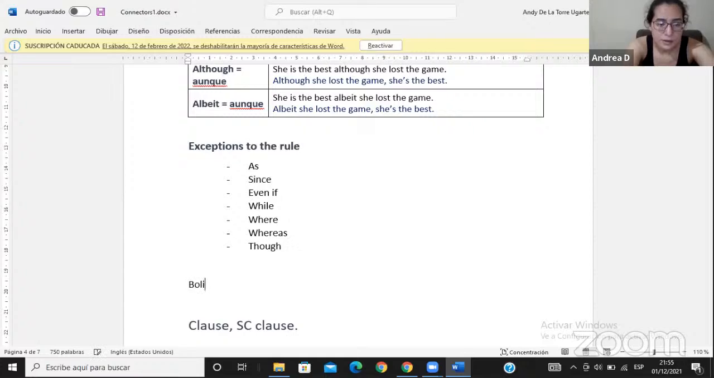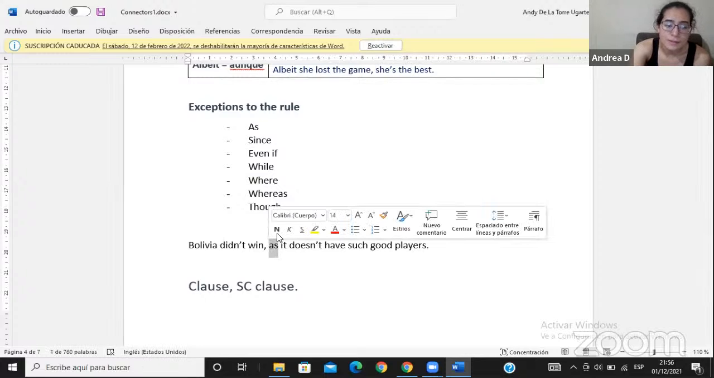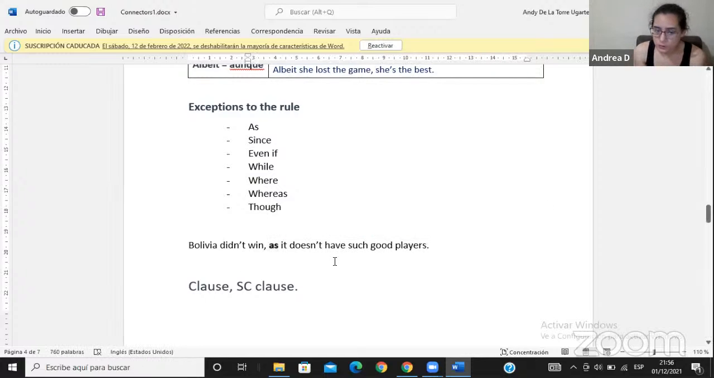Maybe, Bolivia didn't win because we don't. So here, even though the conjunction is at the middle, and I'm not supposed to use a comma because I'm not changing the order of things, right? I still need to use it because it's an exception.